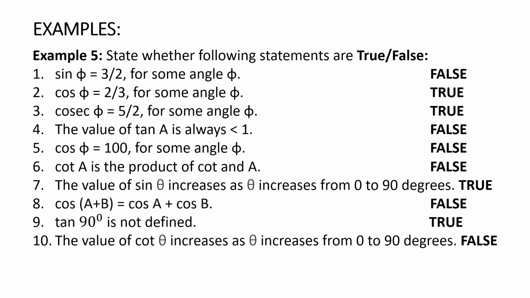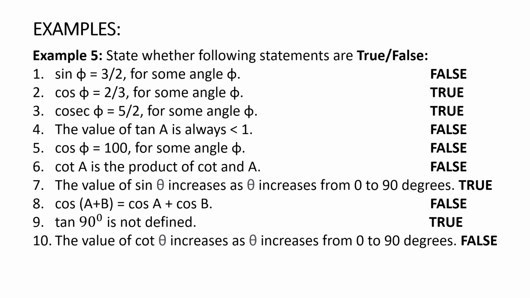The value of sine theta increases as theta increases from 0 degree to 90 degree. This is true because you know sine 0 degree is 0, sine 90 degree is 1. So it increases. But suppose if it is given for cos, the statement would be false. Cos A plus B is equal to cos A plus cos B. This is also false. Why? You can give any example.